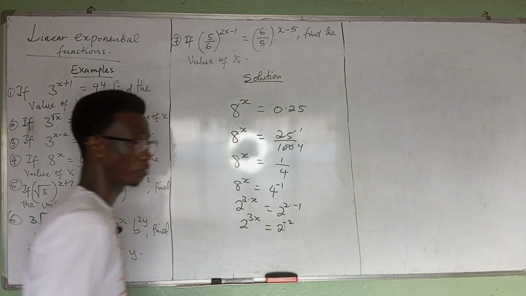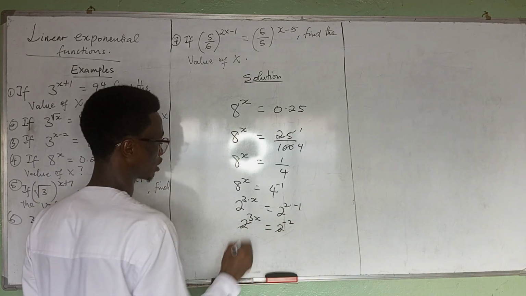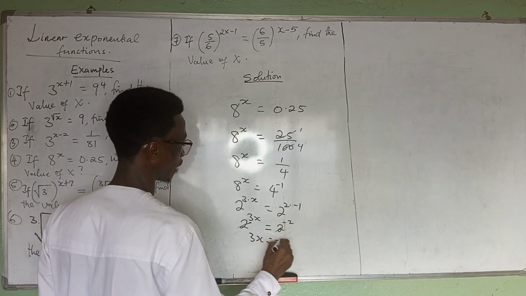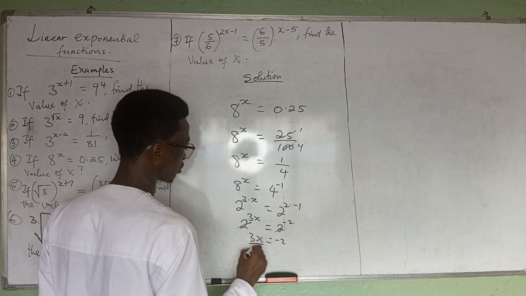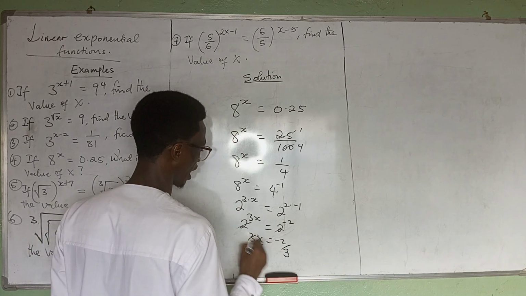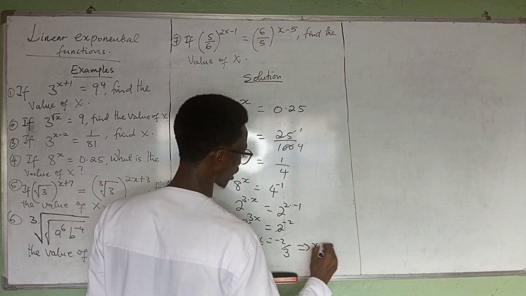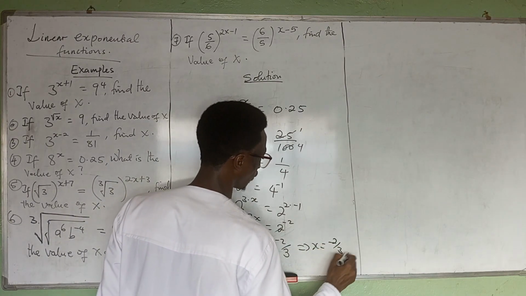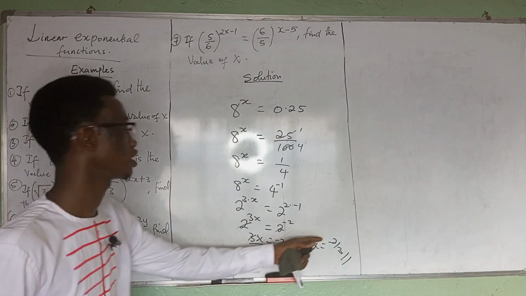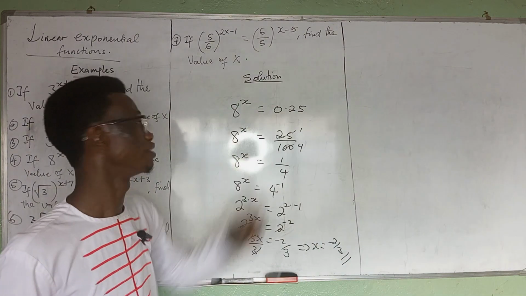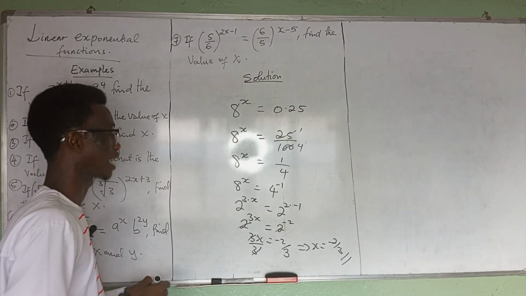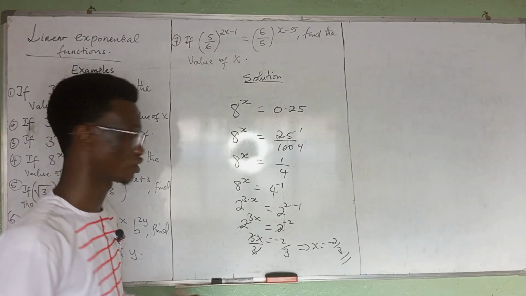Now you see, the bases are the same, so you cancel them, and you have 3x equals minus 2. You need x, so you divide both sides by 3, and therefore x becomes minus 2 over 3. If you plug this in again, you are going to have the same answer as the right hand side. So that's it.